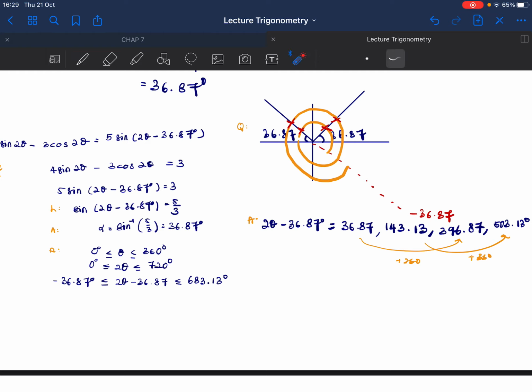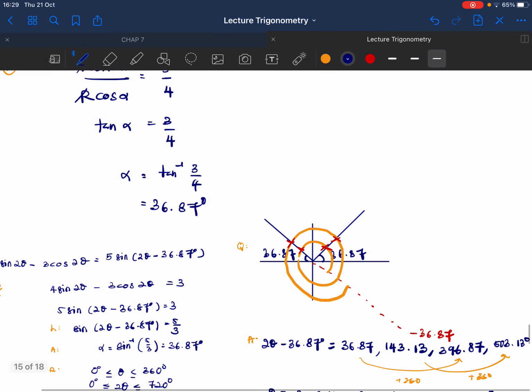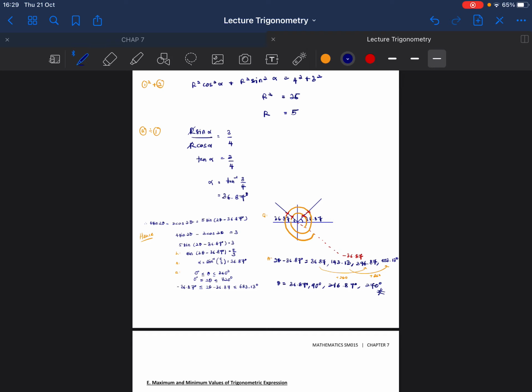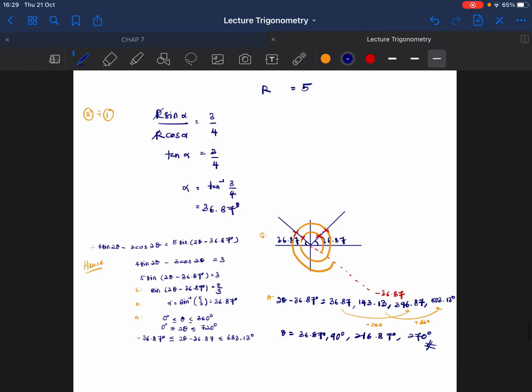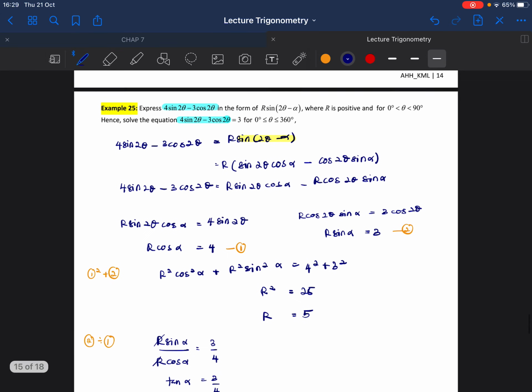And please remember, we do not want to find this one, we want to find our theta. So just write our final answer, pindah-pindah, bahagi-bahagi. You should get 36.87, 90 degree, 216.87 degree, 270. Okay, so that is how we find our R form as well as solving the R form. Okay, very clear? Are you clear? Hopefully you are clear. Okay.